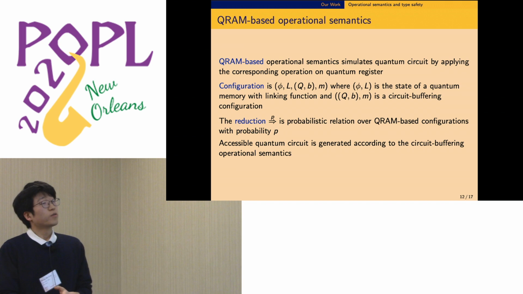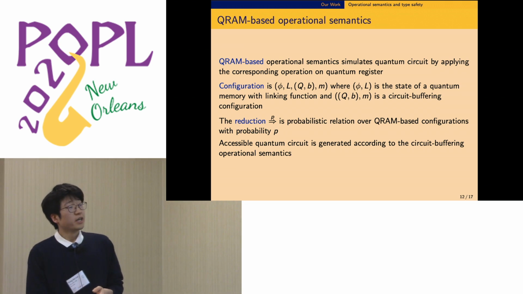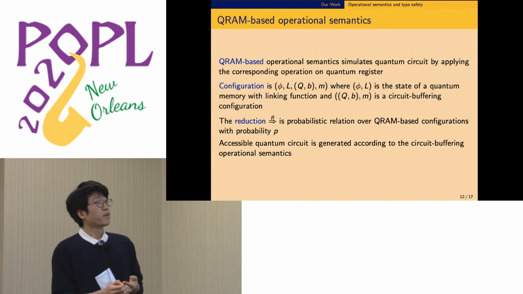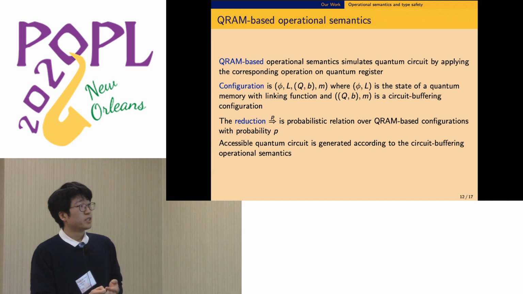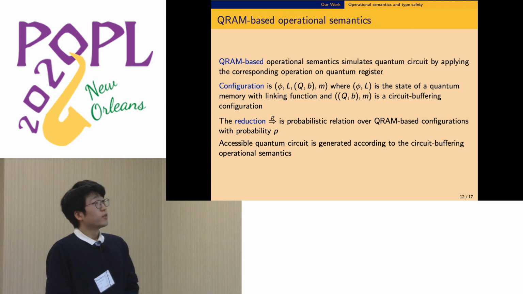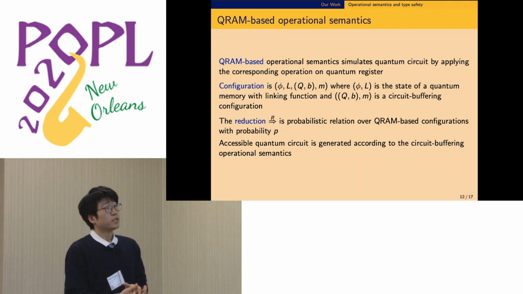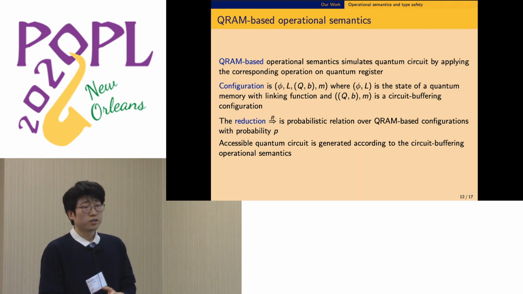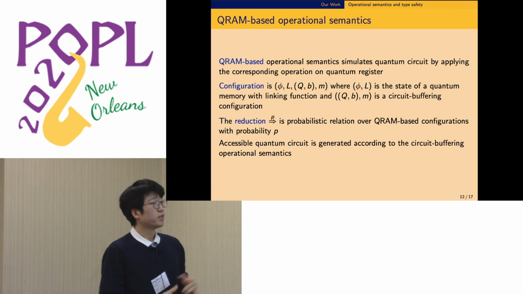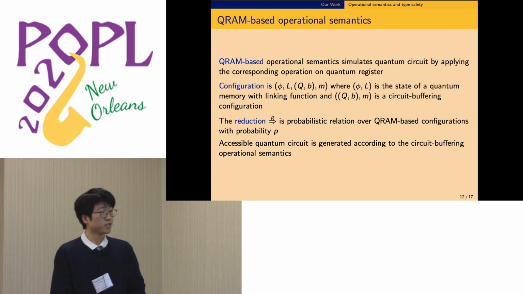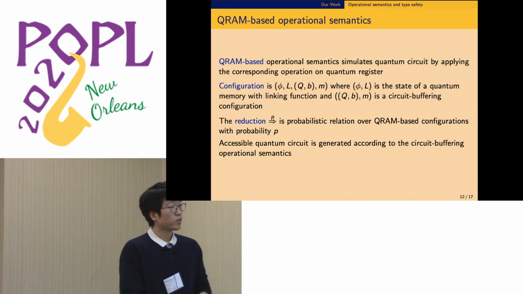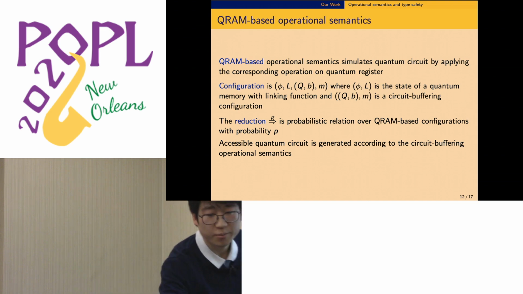And the QRAM-based operational semantics is expanded from the circuit buffering configuration with the quantum registers called phi and L. So it simulates a quantum channel generated by the circuit buffering operational semantics. And because of the measurement, the reduction becomes a probabilistic relation, and the accessible quantum channel is generated according to the circuit buffering operational semantics.